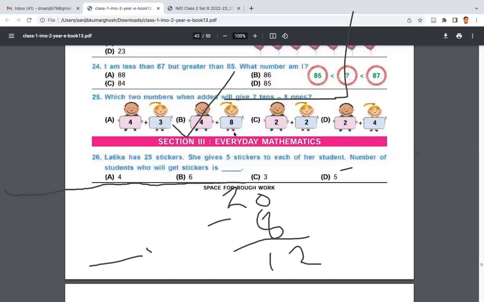4 and 8 is equal to? Okay. 4 plus 8 is equal to how much? 12. Very good. So 12 is the correct answer. Excellent, Shuanshu. Okay, now do number 26, Mita.